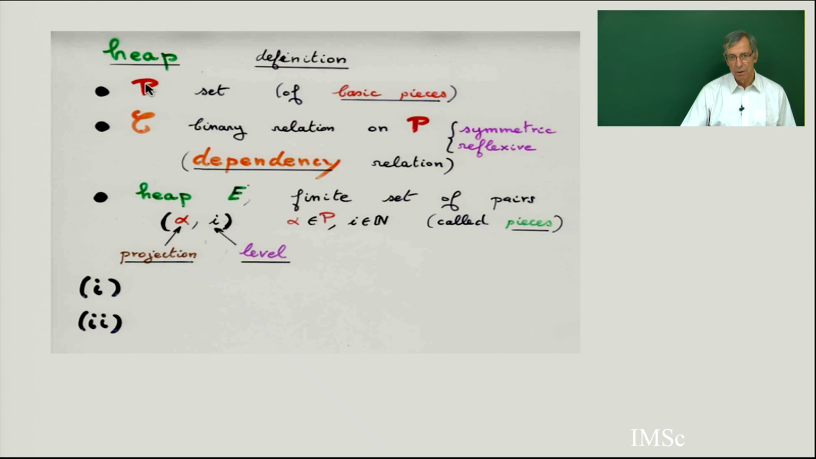So you have these two things, a set P and a binary relation, and then a heap, capital E, is a finite set of pairs. So we have some pair alpha, i, where alpha is a basic piece. It's an element of P. I call alpha the projection of the pair alpha, i. And i is the level of this element. The pair alpha, i, I will call these pieces, like the dimers in the heaps of dimers on the chessboard. So pieces are elements of the heap, and the projection is the basic piece.